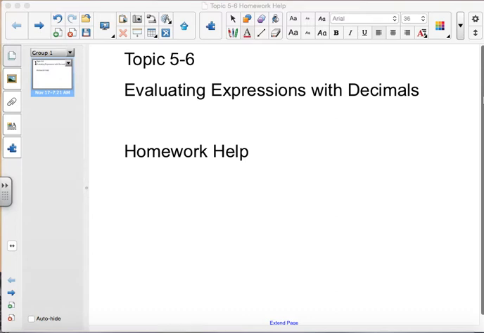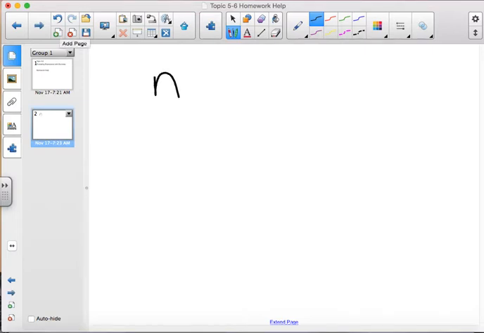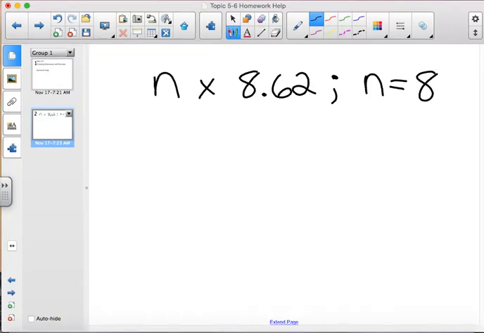Kids, to help you get started on your homework, I'm going to give you a couple of example problems. You will complete those problems, and then we will go over them to make sure you understand how to solve them. Alright, our first problem is the expression n times 8 and 62 hundredths. The value of n is 8. N equals 8. So I'm going to pause the video. You go ahead and solve that problem.